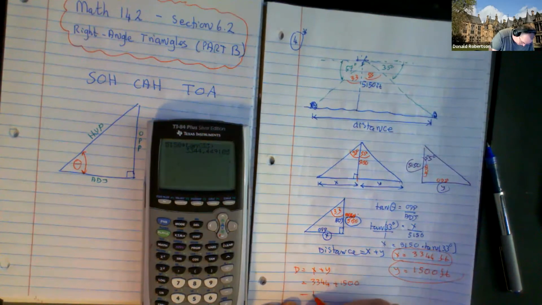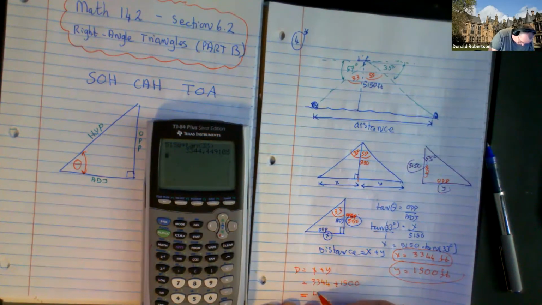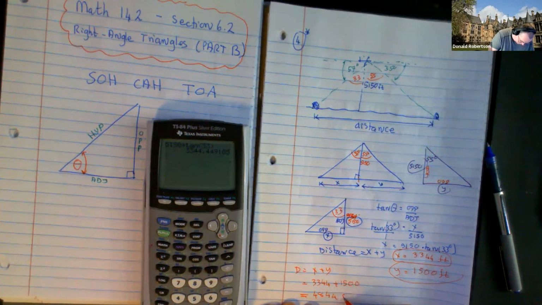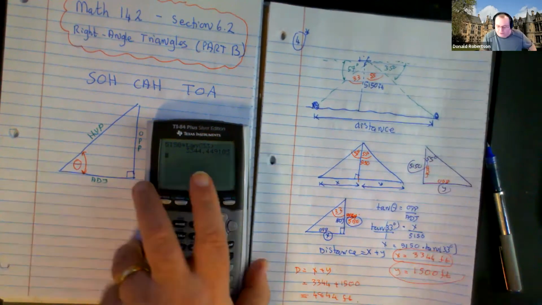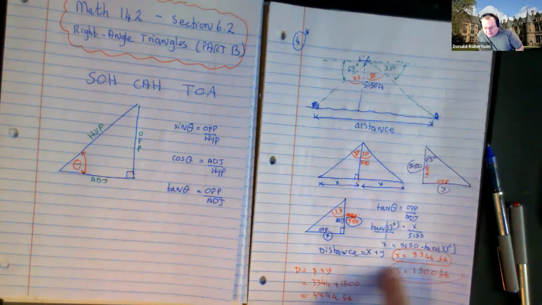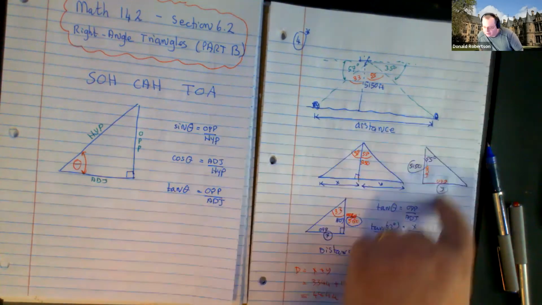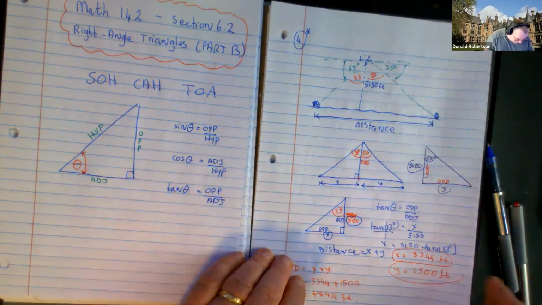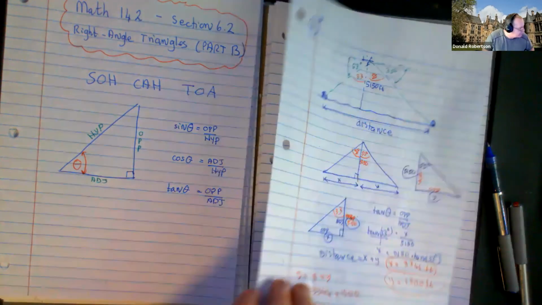And that would be equal to 4,844 feet. And that's the method that we used, right? So don't quote me on that. That is not 1,500 feet. Do the calculation and find out what it really is. But for the method, that works. Are we good?